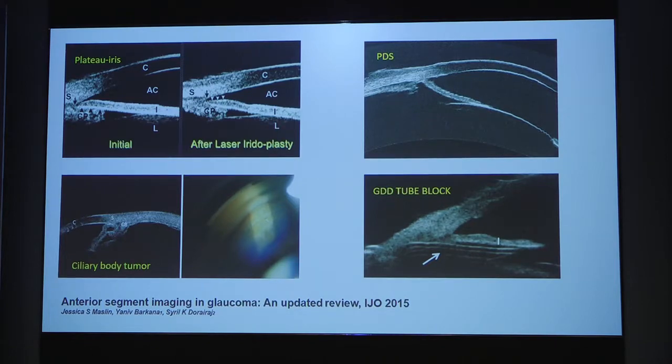Plateau iris syndrome is definitely a situation where UBM is invaluable, and it is also invaluable to detect a ciliary body tumor and the area of iridozonular contact in PDS, and sometimes it can find a GDD tube block.